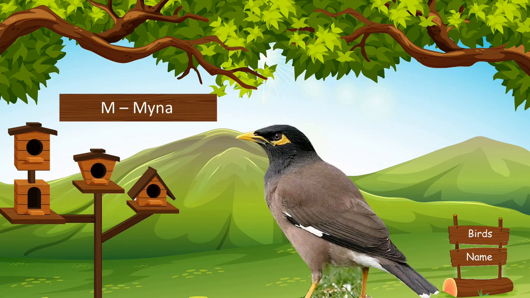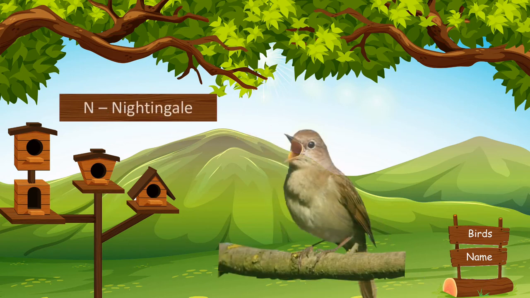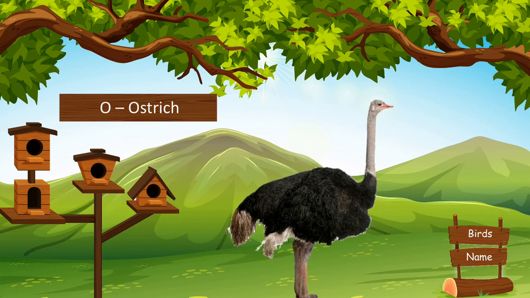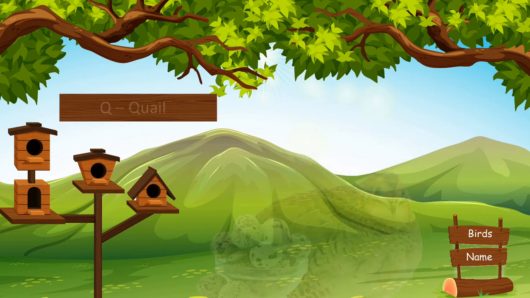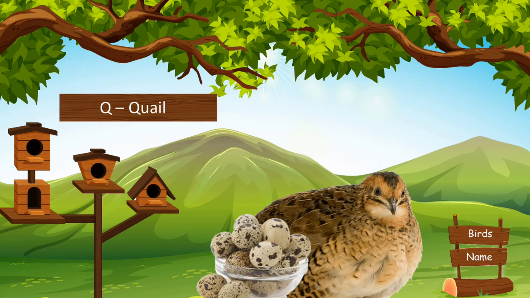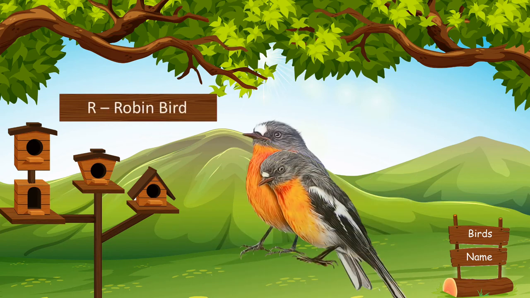M. M for myna. N. N for nightingale. O. O for ostrich. P. P for peacock. Q. Q for quail. R. R for robin bird.